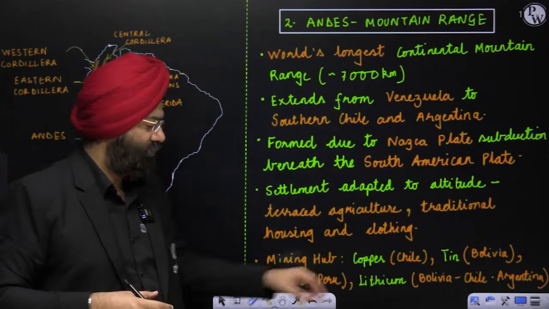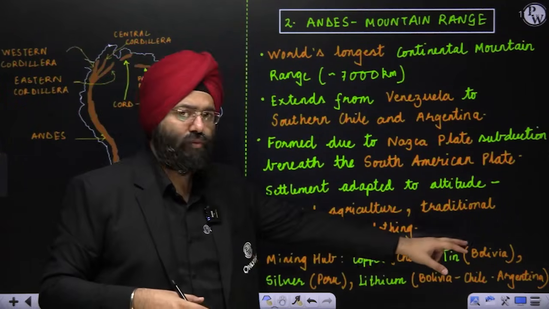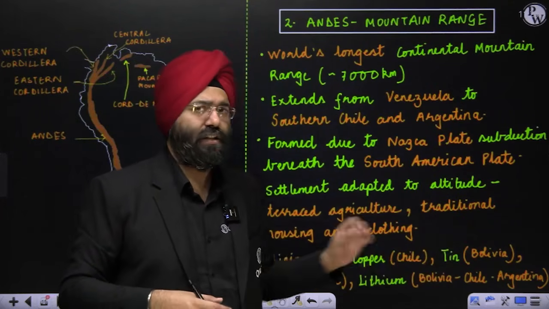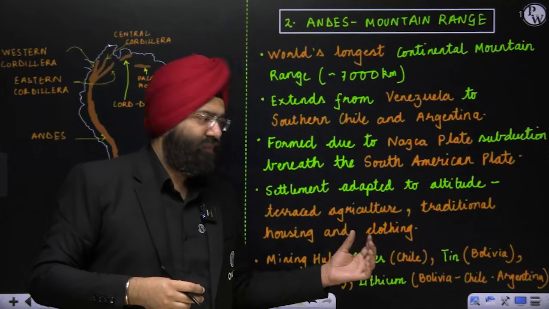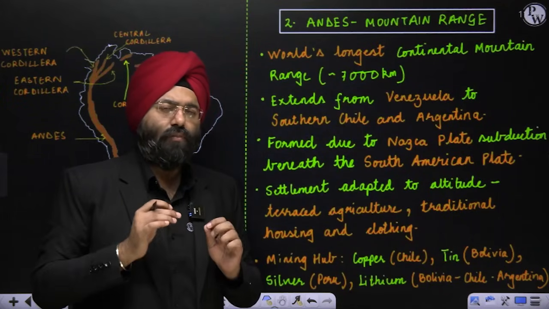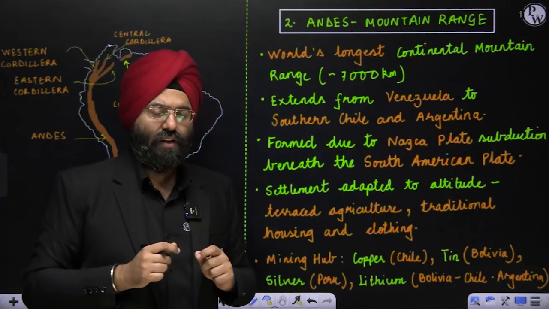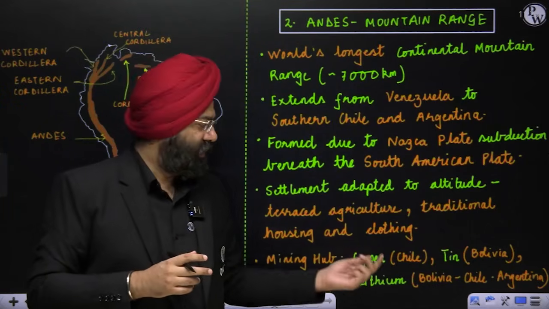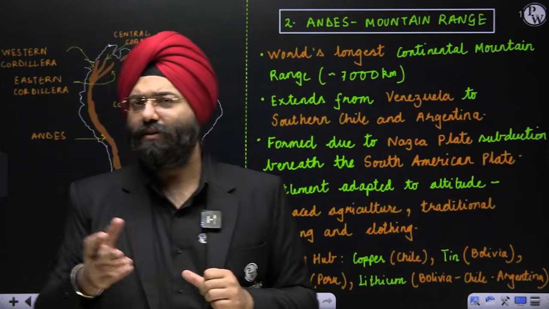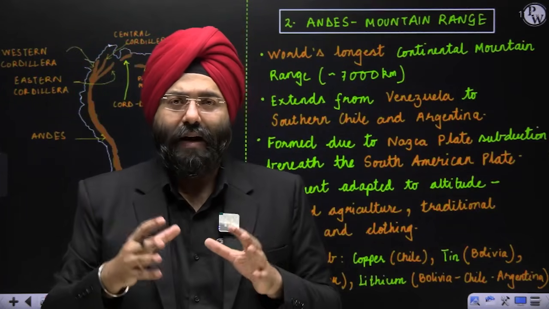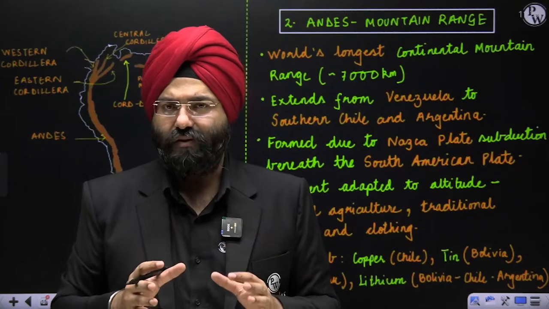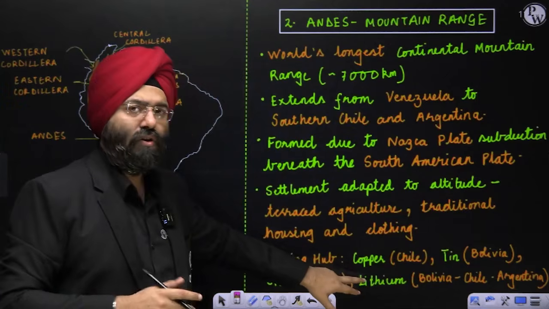Copper in Chile. So Chile is famous for copper. Tin in Bolivia, silver in Peru, lithium in Bolivia, Chile and Argentina. Please understand, this lithium place where all these three countries are associated is a very important hub for lithium extraction, one of the major hubs. That is why India has very good relationships with South American countries, because it has to procure lithium in the future when it is required, because batteries of the future are very closely associated with the lithium element, right? So that is something important that you should know.